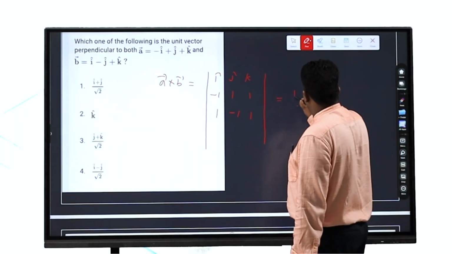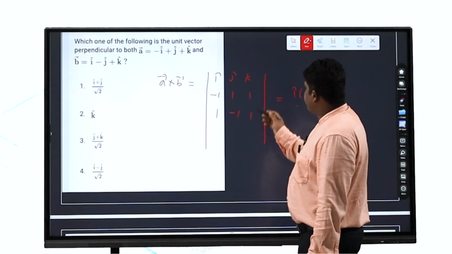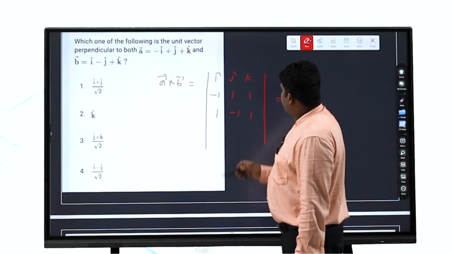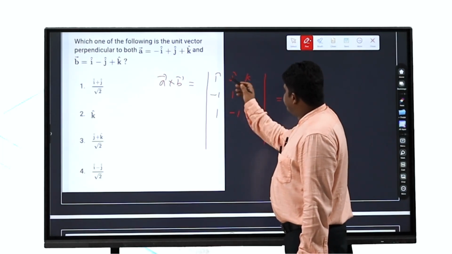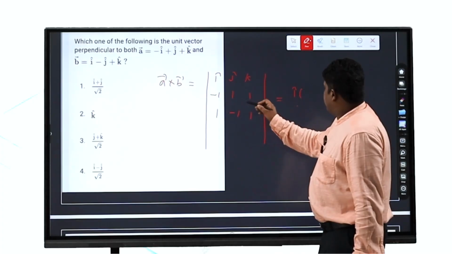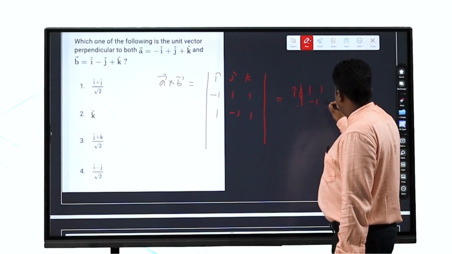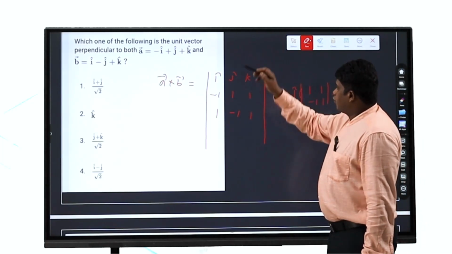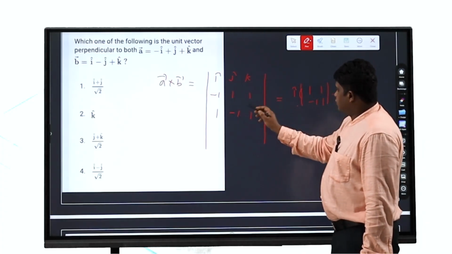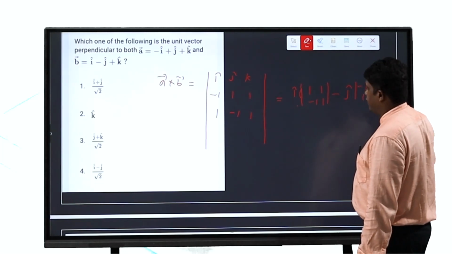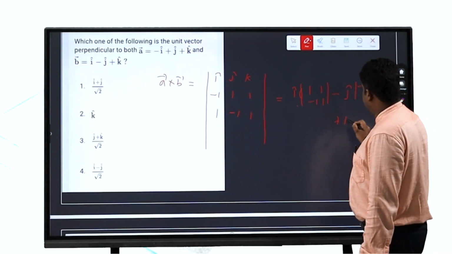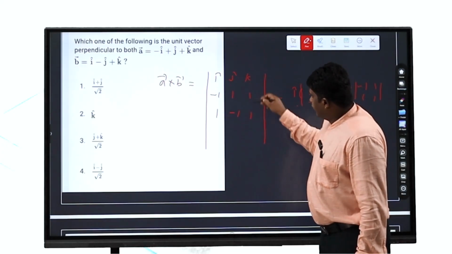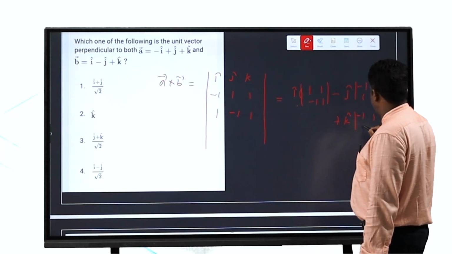Okay, then for i, the row and column of i is deleted. What will be the determinant? 1, 1, minus 1, 1. Minus j, we delete the column and row of j, then minus 1, 1, 1, 1. Then plus k, we delete the column and row of k, and we get minus 1, 1, 1, minus 1.